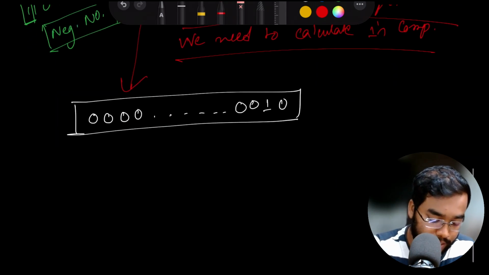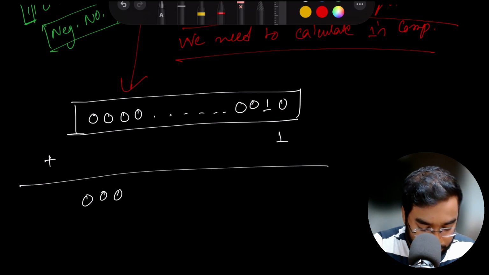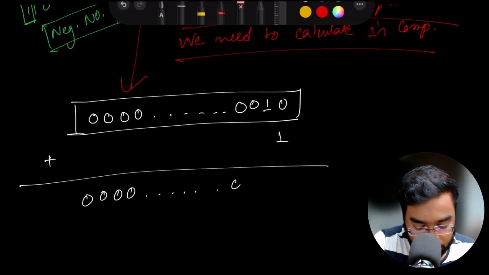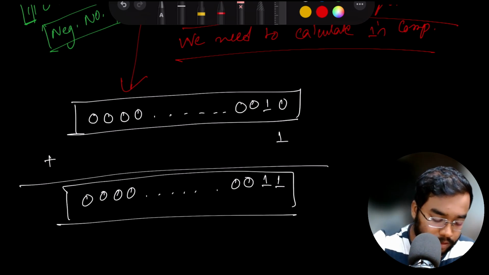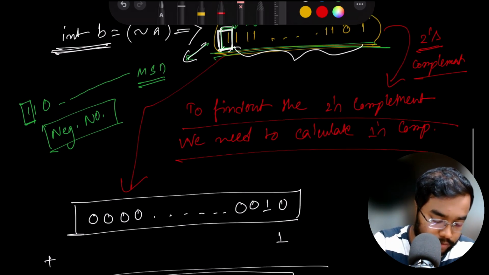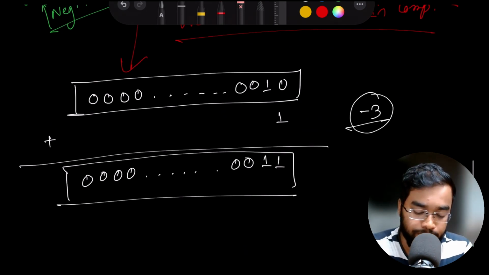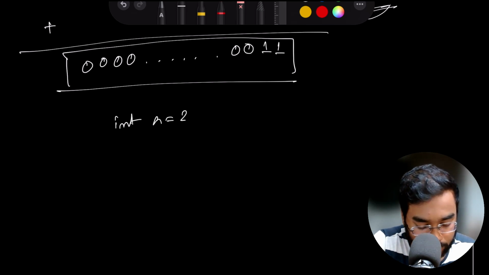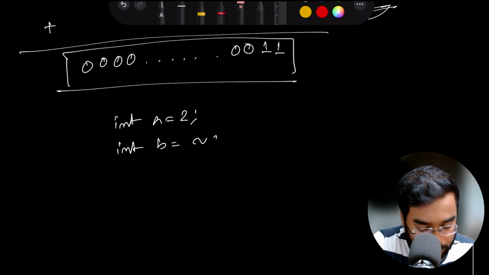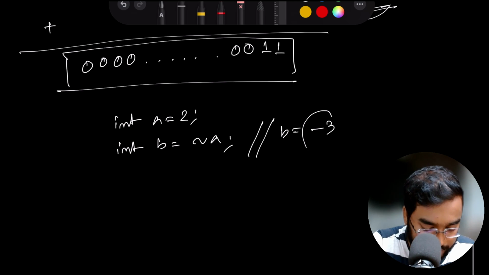Okay. So yeah, we have to add 1. That means 0 0 0 0 dot dot dot dot dot dot 0 0 1 1. So this is 3, and due to that 1, this is a negative number. So that means minus 3 is the answer. Okay. So if I write integer a equal to 2, then if I write integer b equal to not a, then b would have the value minus 3.